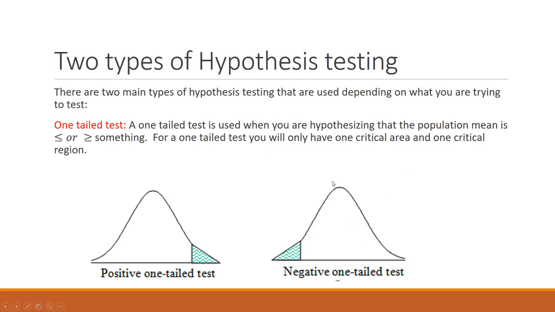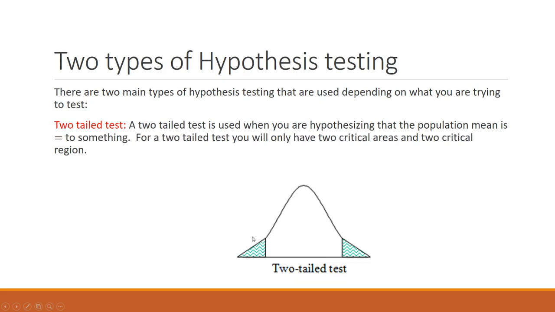A couple last points. Two types of hypothesis testing. There are two main types of hypothesis testing, and they're called a one-tail test or a two-tail test. A one-tail test is when we only look into one tail of the t-distribution, and a two-tail test is where we look into either tail.